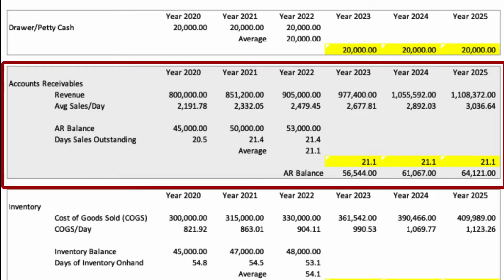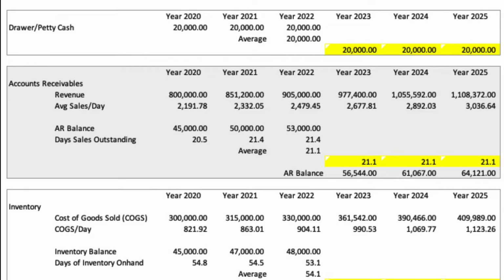Next, we have accounts receivable. If you're a company that sells to your customers on account, then this will be important. If you do not sell to customers on account, you either take cash or credit cards, then you can probably skip this section. What I want to do is look at how the accounts receivable balance has been over the last few years in relationship to the revenue of the business.